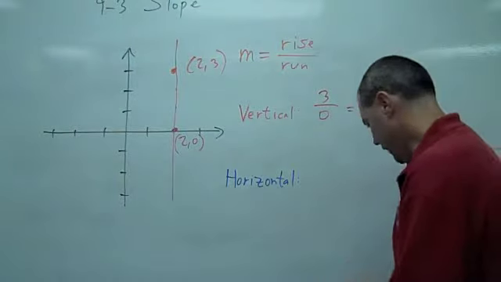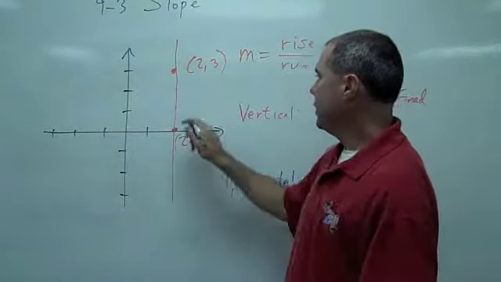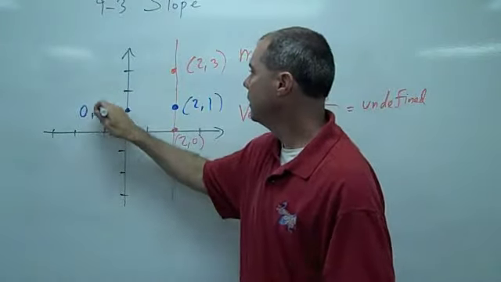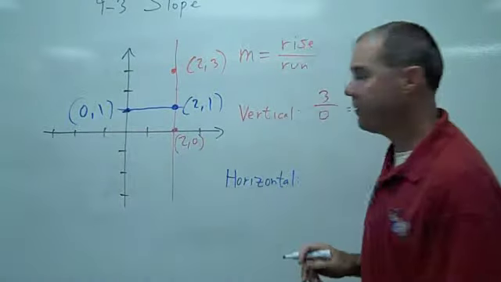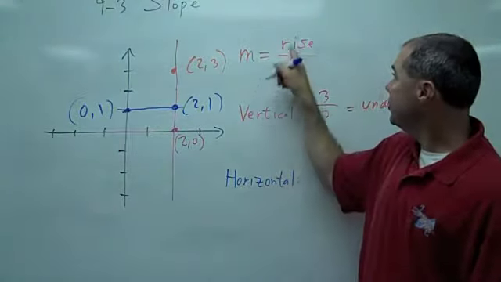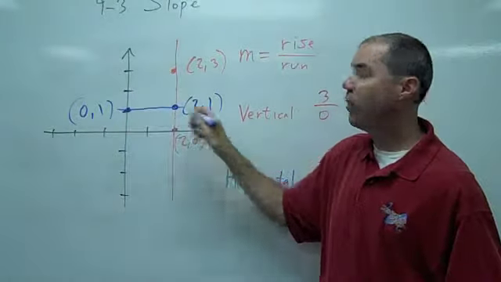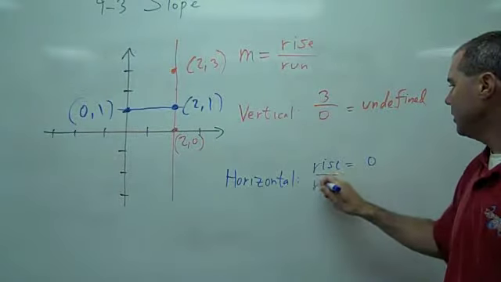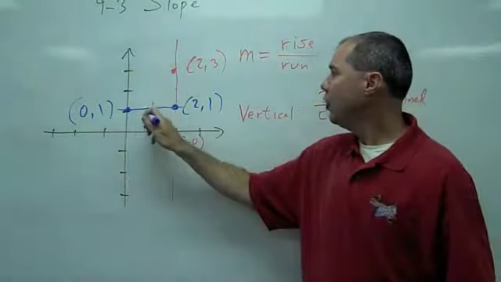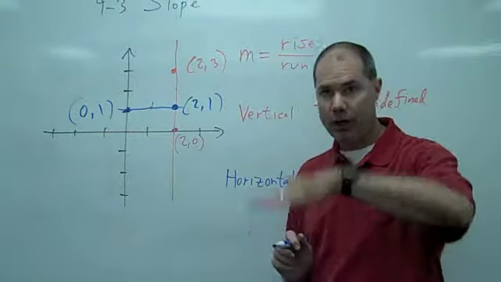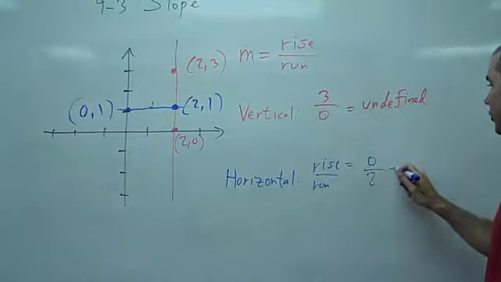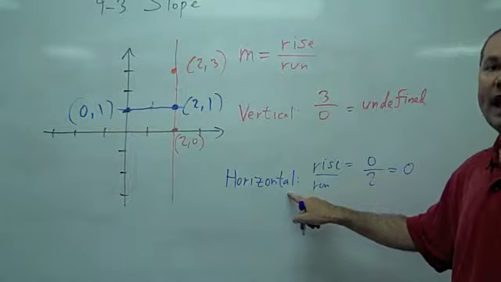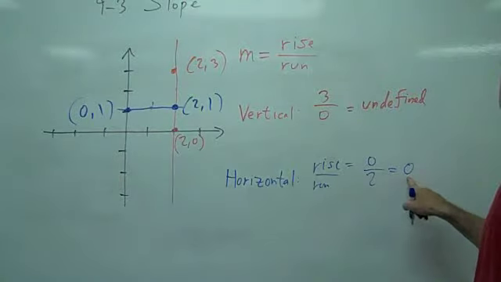For a horizontal line, let's take the point (2, 1) and over 0 up 1. And if we draw a horizontal line through that, the rise is from this point to this point. You don't go up anything. So the rise is 0. The run, we went over 2 units. You went up 0, over 2. 0 divided by anything is 0. The slope of a horizontal line, any horizontal line, is 0.